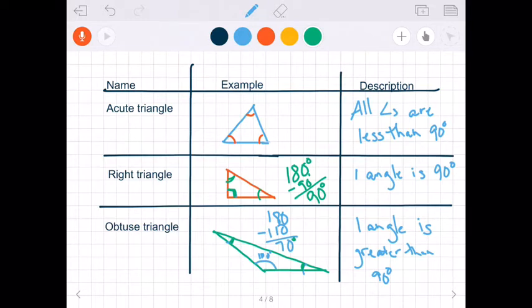Okay, so once you have drawn your pictures, you want to write your description. Acute, all angles are less than 90 degrees. Right triangle, 1 angle is 90 degrees. And obtuse triangle, 1 angle is greater than 90 degrees. And just as a reminder, how can you tell if there's a right angle inside a triangle? They're going to make this little corner right here. I'm going to erase it and draw it again. They're going to make a corner right here to show you that is a 90-degree angle.